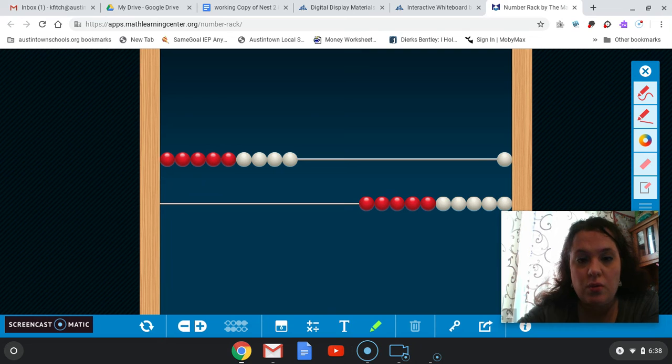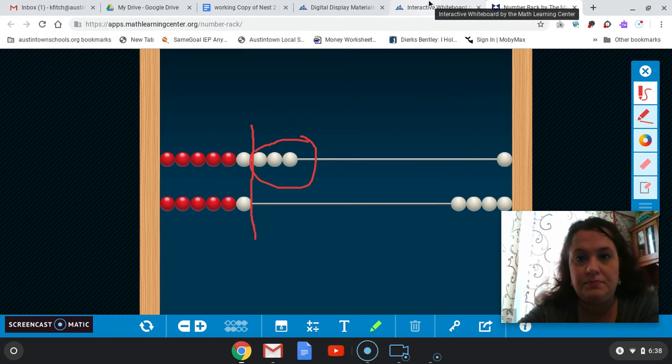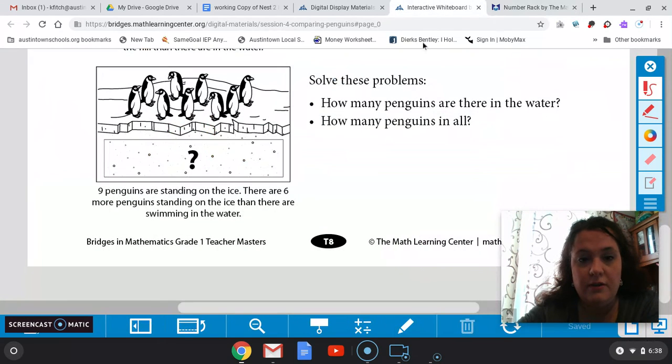And we know that there are 6 more than what's in the water. So we're going to pull over that 6, and we're going to see where these match up, because we need to know the how many more here. What is left here that doesn't match up? Very good, 3. There are 3 here because if I have 9 up here and there's 6 more up here than there is down here, that leaves me with 3. So there are 3 penguins in the water.